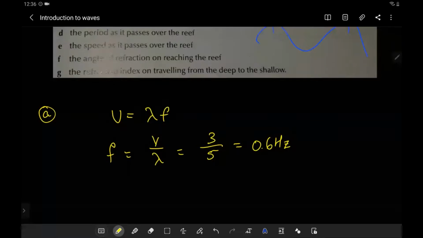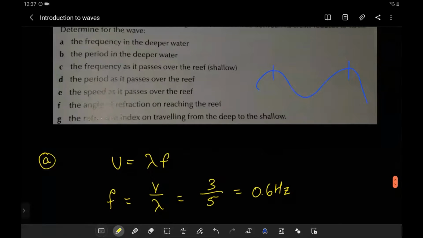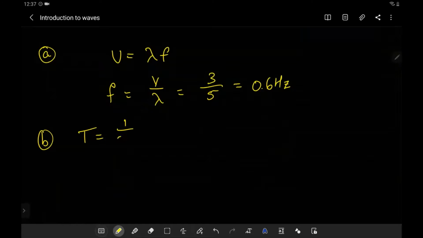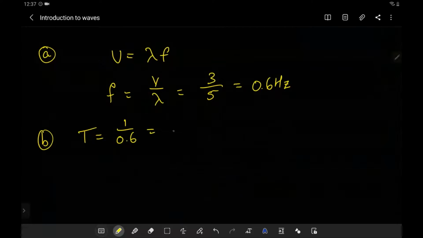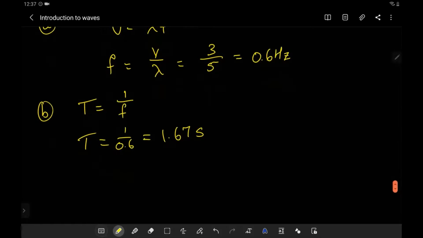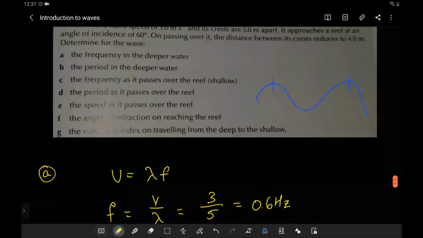All right, so part B asks us the period in the deeper water. The period of the wave is just 1 over the frequency. So part B, the period is equal to 1 over 0.6. Let me write the equation first. So 1 over f, that is equal to 1 over 0.6, which is equal to 1.67 seconds. Now part C asks us the frequency of the wave as it passes over the reef, which is the shallow part.